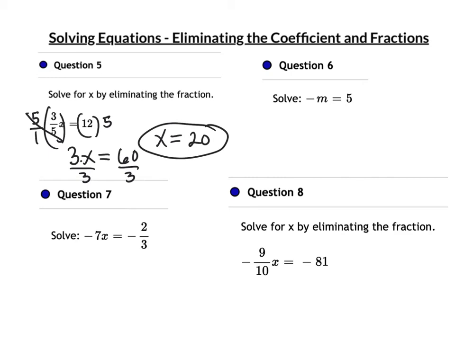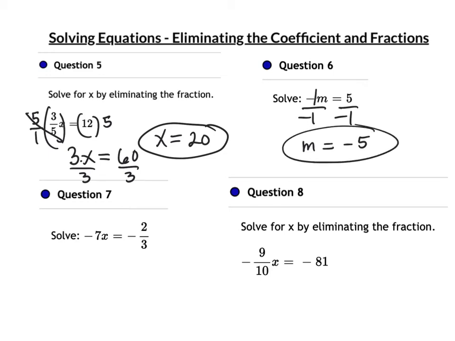Question 6. There's a number in front of that m. There's nothing there, so there's going to be a 1. This is negative 1 times m, so I'm going to divide by negative 1 to get rid of the multiplication. I'll divide, and m will be by itself now. M will be equal to negative 5.